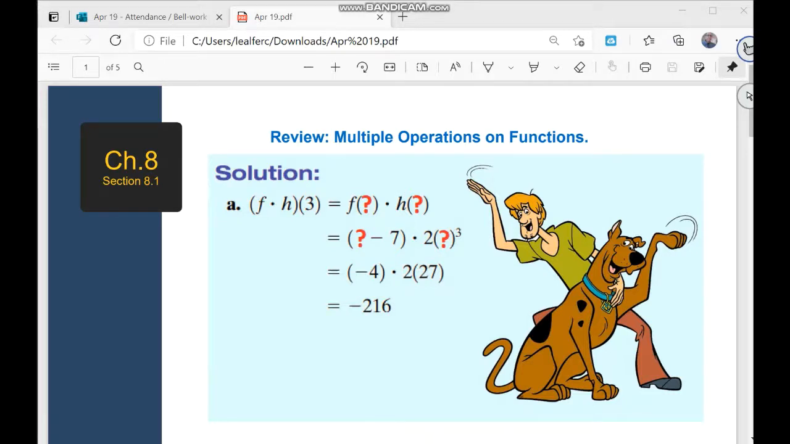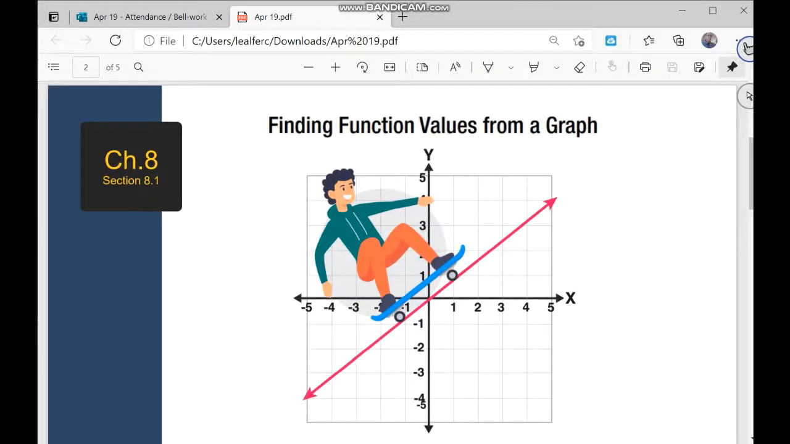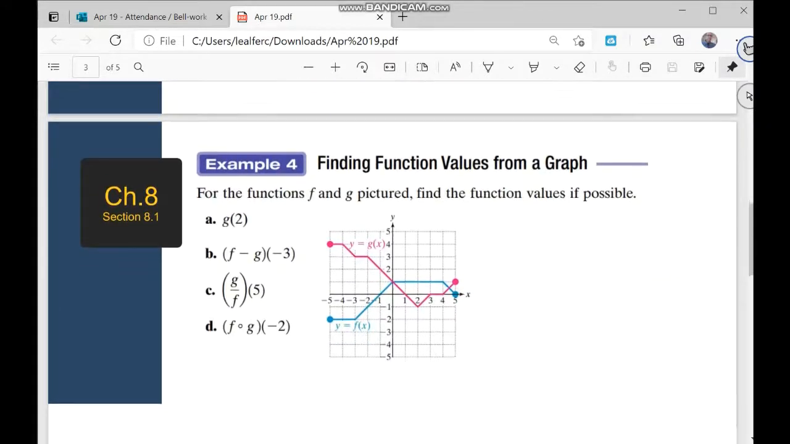We don't have the equation of the function, we need to find the output. And we will find it by looking at the graph. Instead of the equation, we will have a graph, an xy plane, and we will find the answer, the output, by looking into the graph. Okay? Check this out. A few examples.